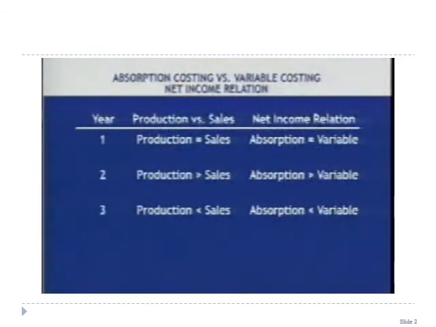The examples just shown compared net income reported for absorption and variable costing using a constant level of production across 3 years. Net income is the same for absorption and variable costing when sales and production are the same for the reporting period. We saw that absorption net income exceeds variable net income when production exceeds sales. And conversely, absorption net income is less than variable net income when production is less than sales.